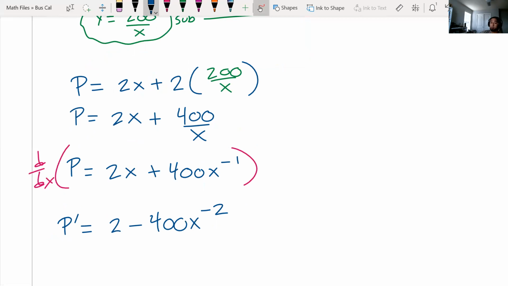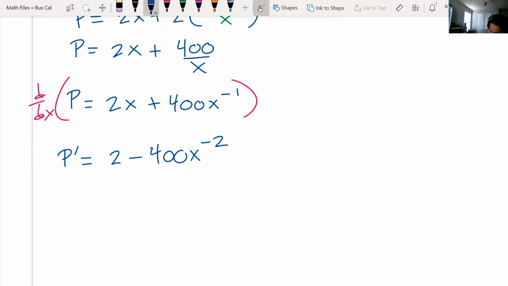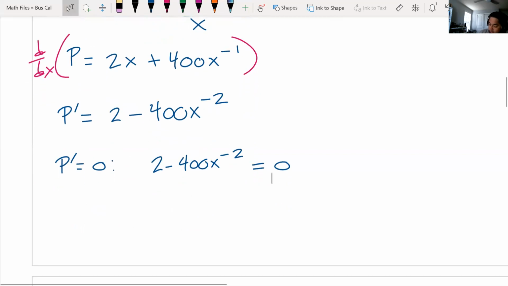We're finding a maximum or we're finding a minimum. So we take the derivative, and now we're going to set it equal to 0 and solve for x, just like we did for the max and min problems. So take P prime, set it equal to 0, which means you get 200 minus 400x to the negative 2 equal to 0. Solve for x.